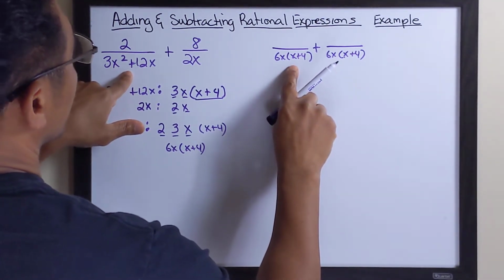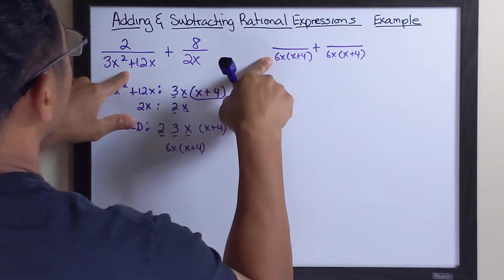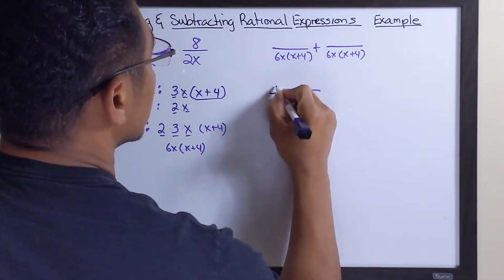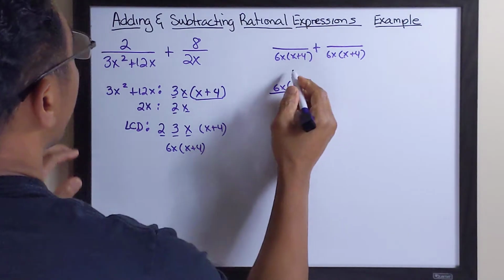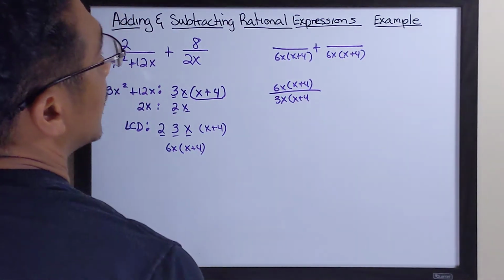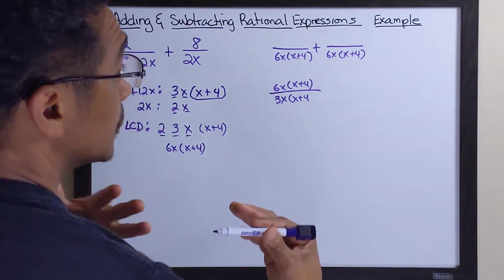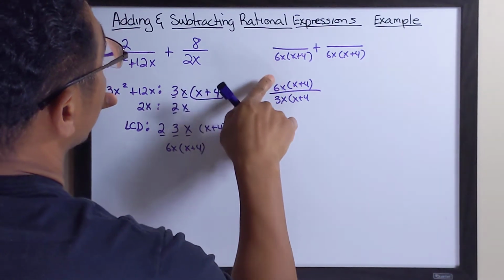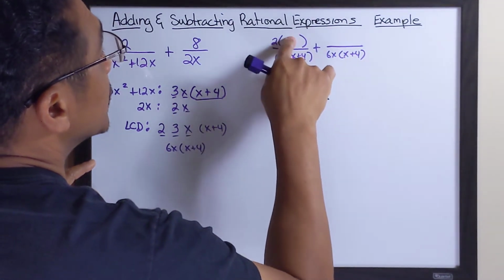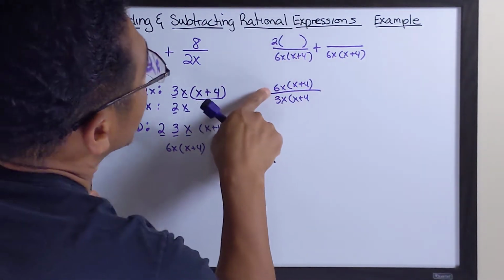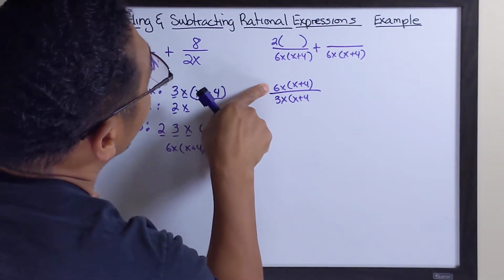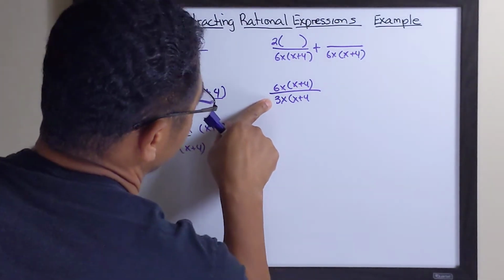To find a new numerator, we take the new denominator, divided by the old denominator, which is 3x squared plus 12x. So let's go ahead and do that. It's going to be 6x, x plus 4, divided by, and we're going to write this in its factored form, 3x, x plus 4. Just to catch you up, to get a new numerator, we have to take the old numerator, which is 2, and multiply it by some number. The number that goes here is the division of your new denominator divided by your old denominator. So that's what I'm doing here.